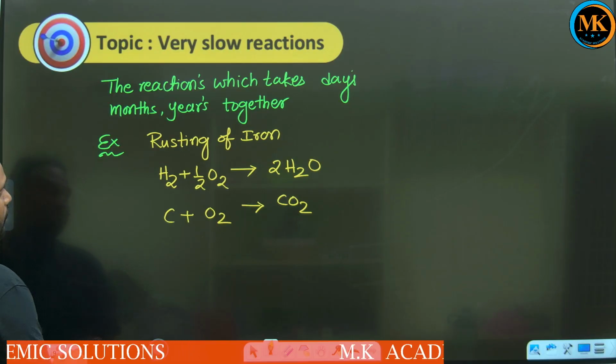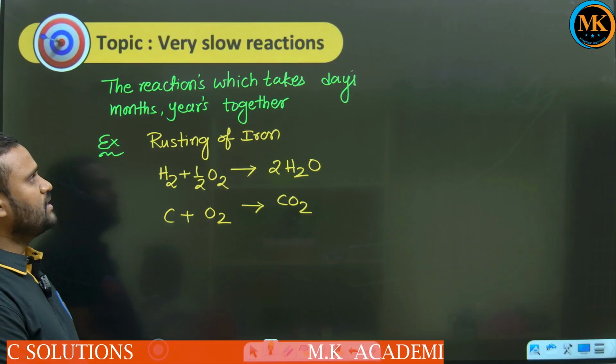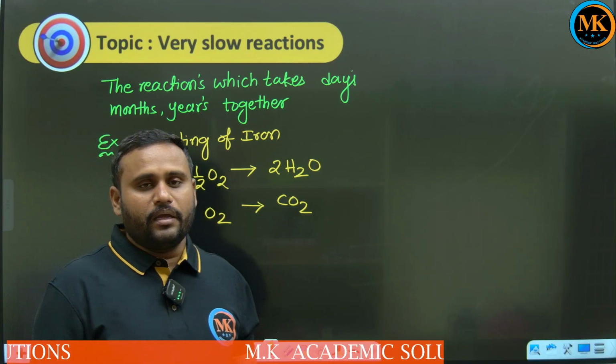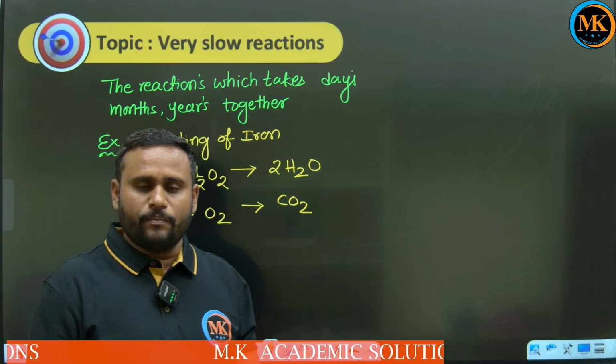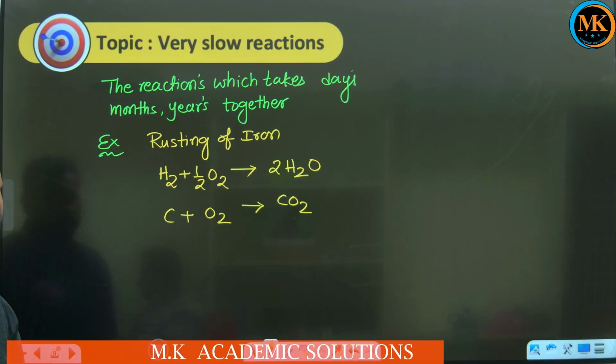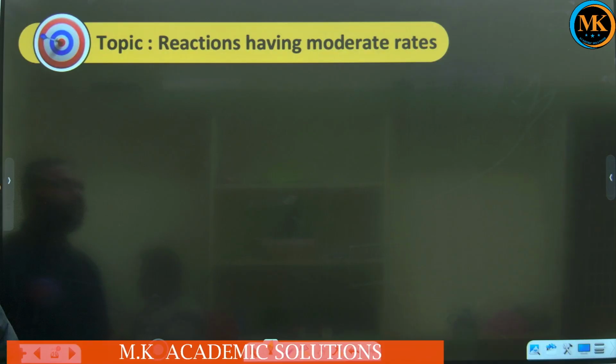Next, you come to one more category. Before that, what is a very slow reaction, children? The reactions which take days, months, years together to complete. Such type of reactions are called very slow reactions. Next, let us see one more category.